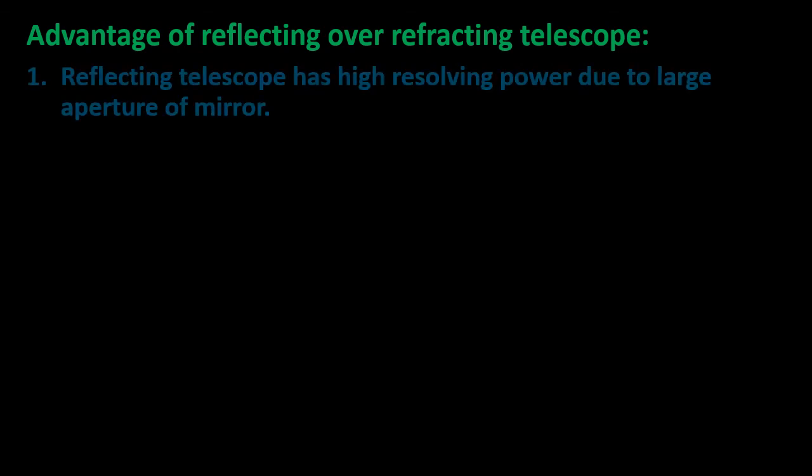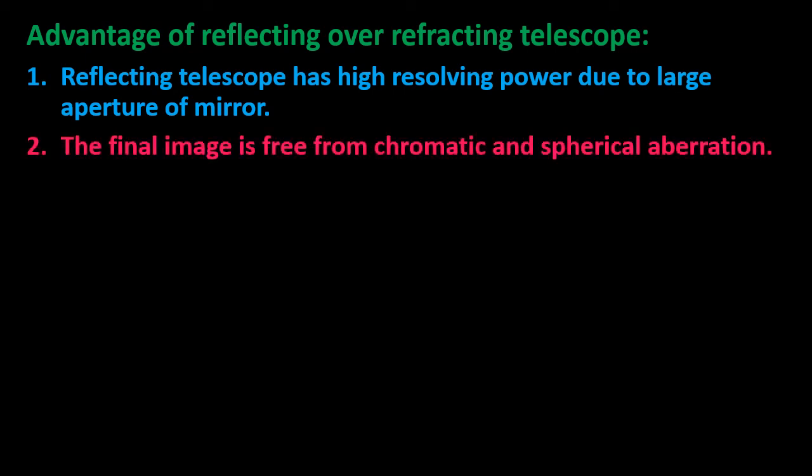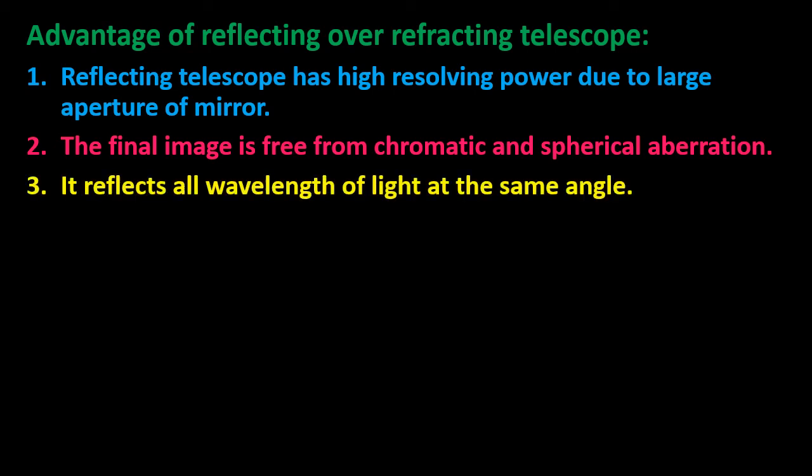As in the reflecting type of telescope, a mirror is used in place of a lens, it has some advantages over the refracting type of telescope. The first advantage is that the reflecting telescope has high resolving power due to the large aperture of the mirror. The second advantage is the final image is free from chromatic and spherical aberration. And the third point is that it reflects all wavelengths of light at the same angle. So these are the advantages of the reflecting type of telescope over the refracting type of telescope.